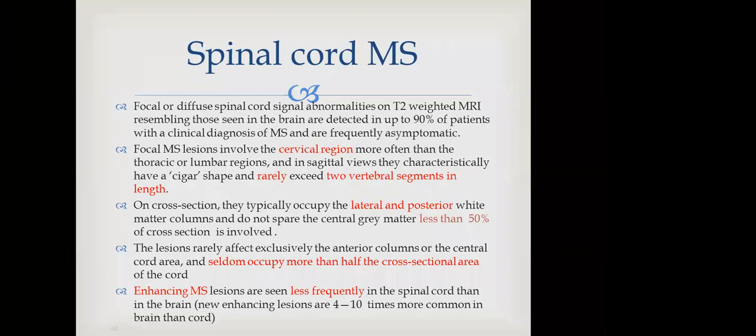Spinal cord multiple sclerosis. It is a focal or diffuse spinal cord signal abnormality on T2-weighted MRI, resembling those seen in the brain, and is detected in up to 90% of cases. The clinical diagnosis of MS is frequently asymptomatic. Focal MS could be cervical, mostly in the cervical region, less commonly in the thoracic and upper lumbar region.